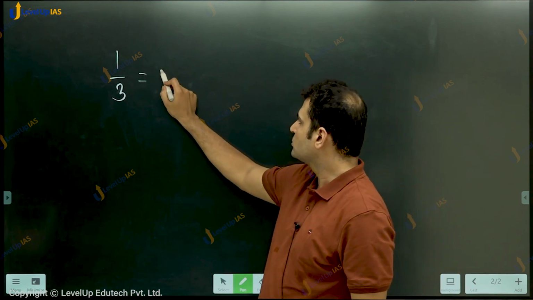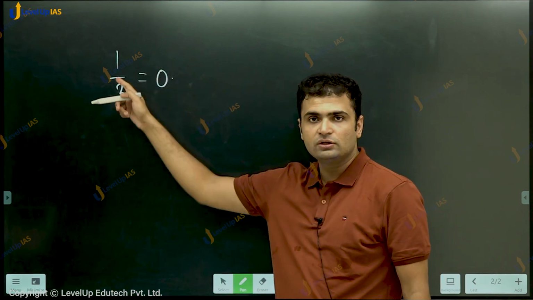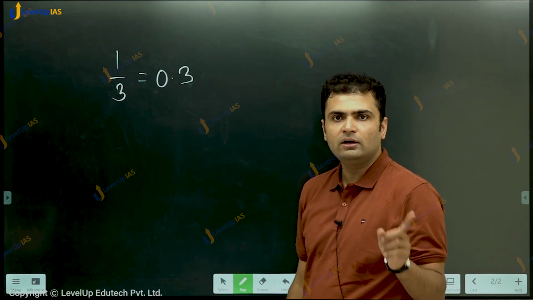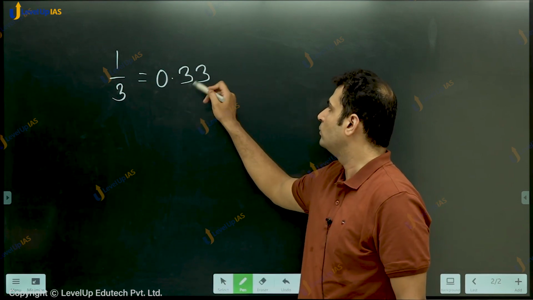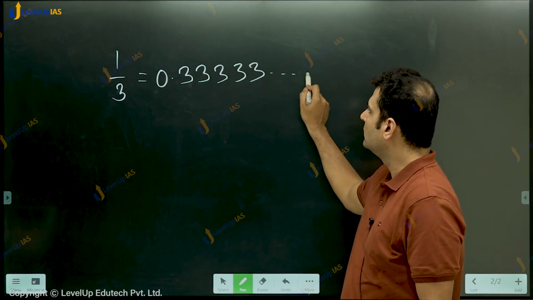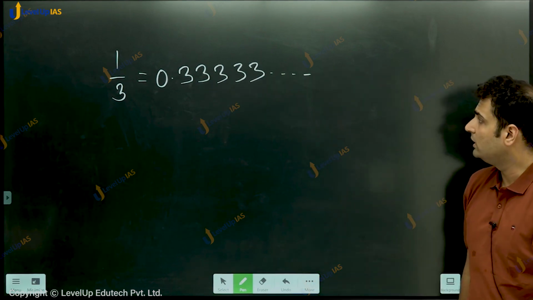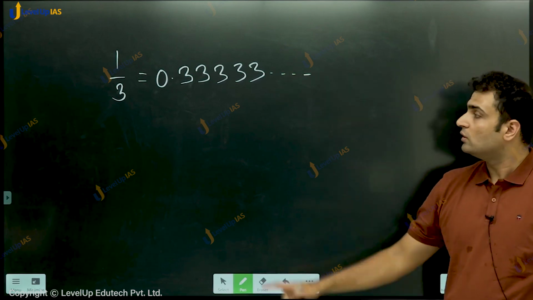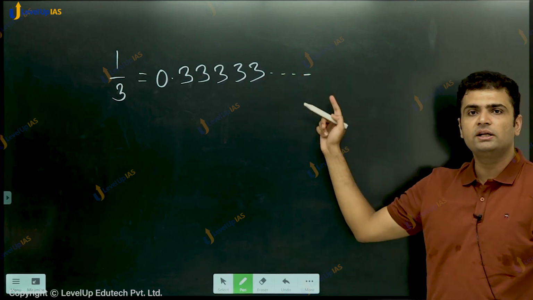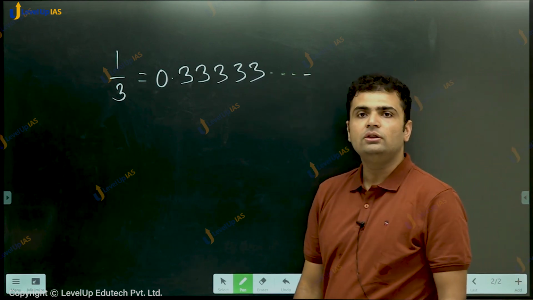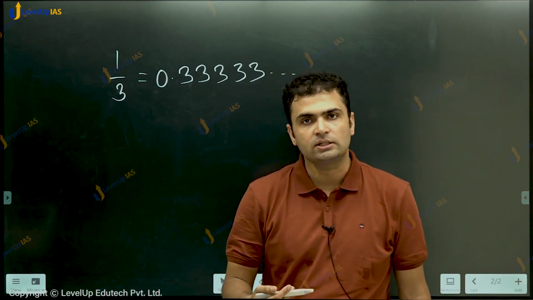Again, numerator is smaller, so 0. You will get an additional 0. So 10. 3 3s are 9. Again remainder 1, 10. 3 3s are 9. It repeats again and again, and it will just go on and on till infinity. So this fraction, if you convert it into decimal, does not terminate. These are called non-terminating fractions.